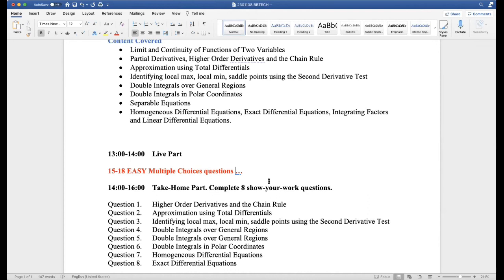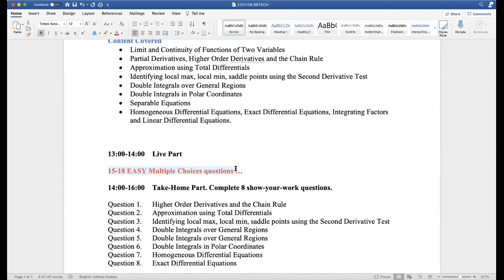For example, I could ask something like, hey, I give you a function f. What is the derivative of this function f with respect to x? So let's say I have f(x,y) equal to x squared plus 5x plus 6 plus cosine y. What is the partial derivative of this function with respect to y? You can just differentiate one time, and then you find the multiple choice you want. Simple, in 1 or 2 minutes, you can solve this question. So that is going to be the live part.